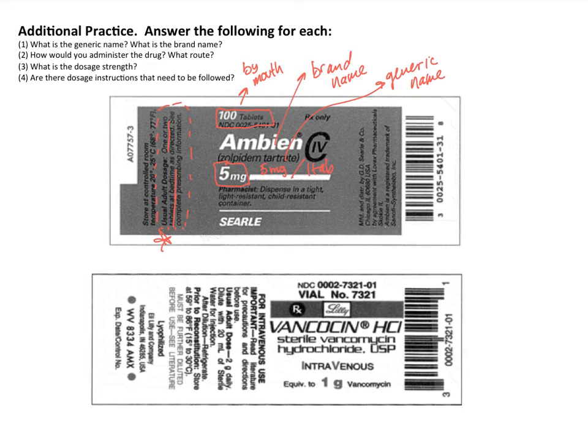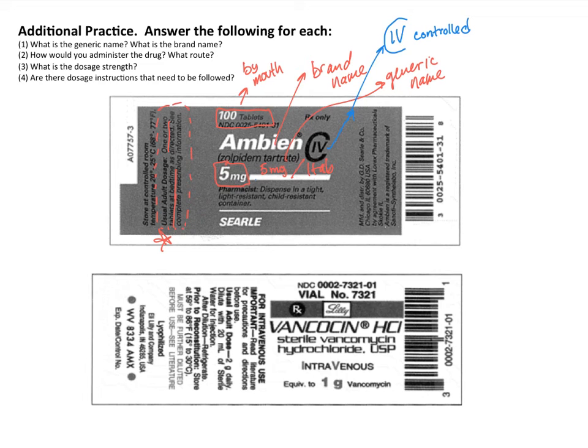Now, I want to go back real quick to this question of what is the route? A lot of students get this incorrect because they see this right here. They see this IV and say this is going to be an intravenous drug. So we need to get a syringe and inject this medication. That is incorrect. If you notice there's a C above that, that's telling you that this is a controlled substance. You would not want to administer Ambien through an IV.